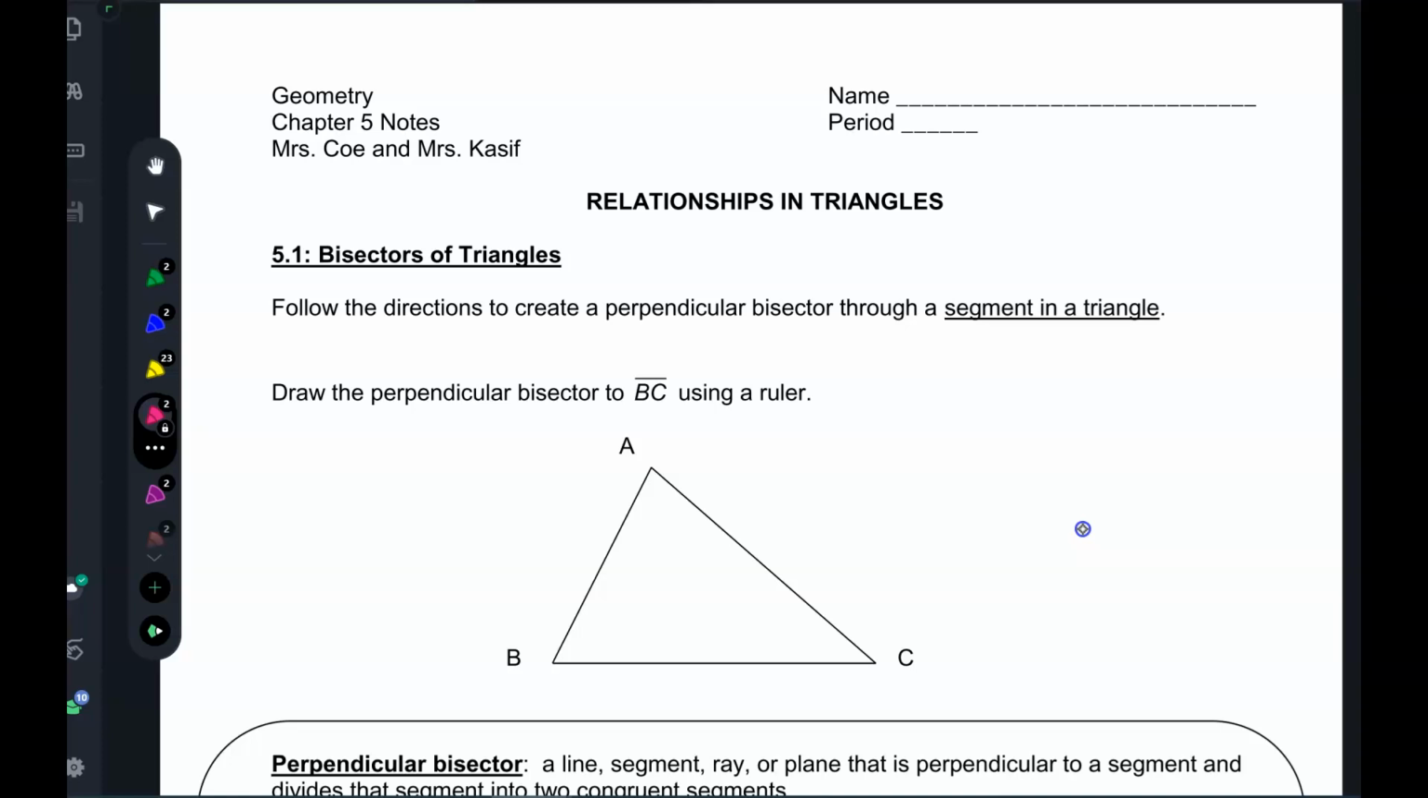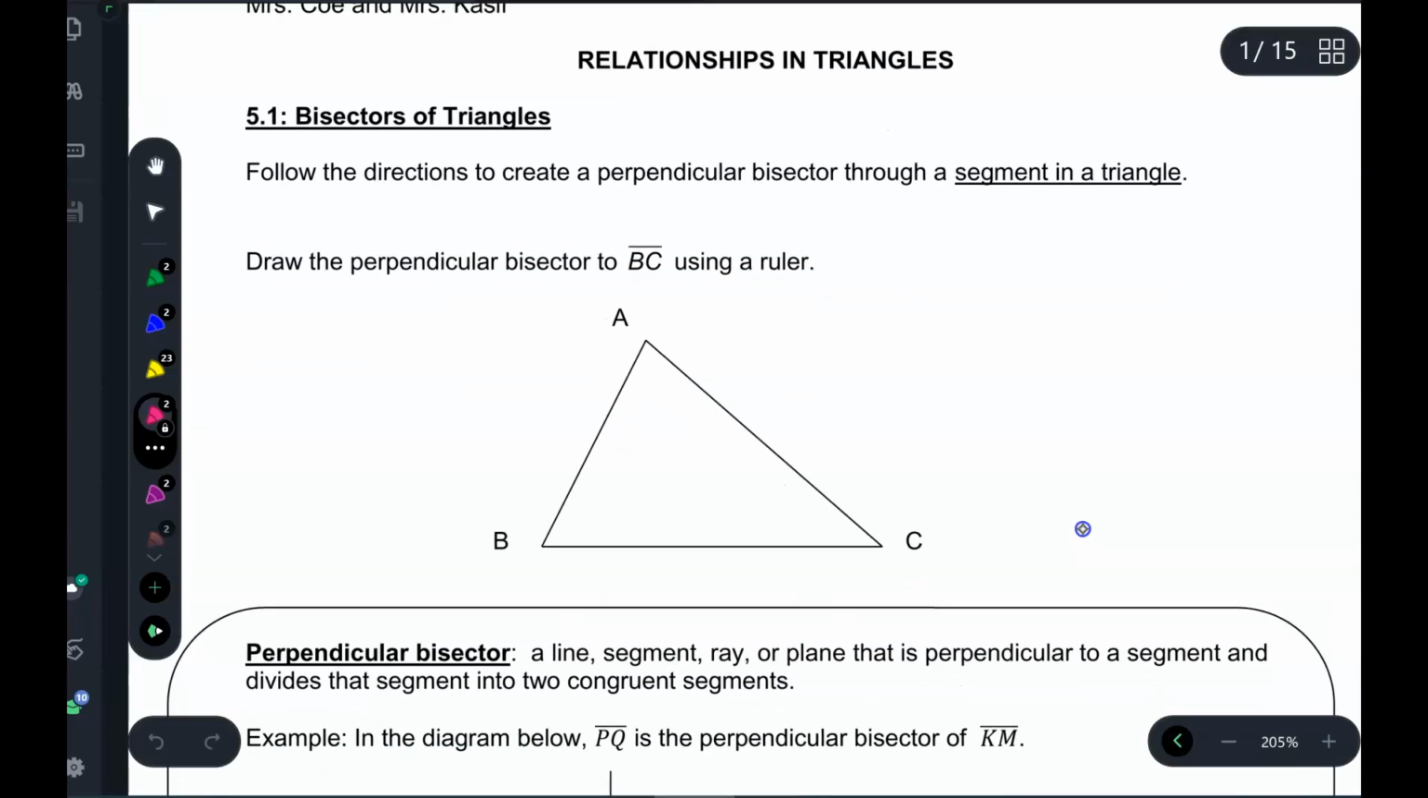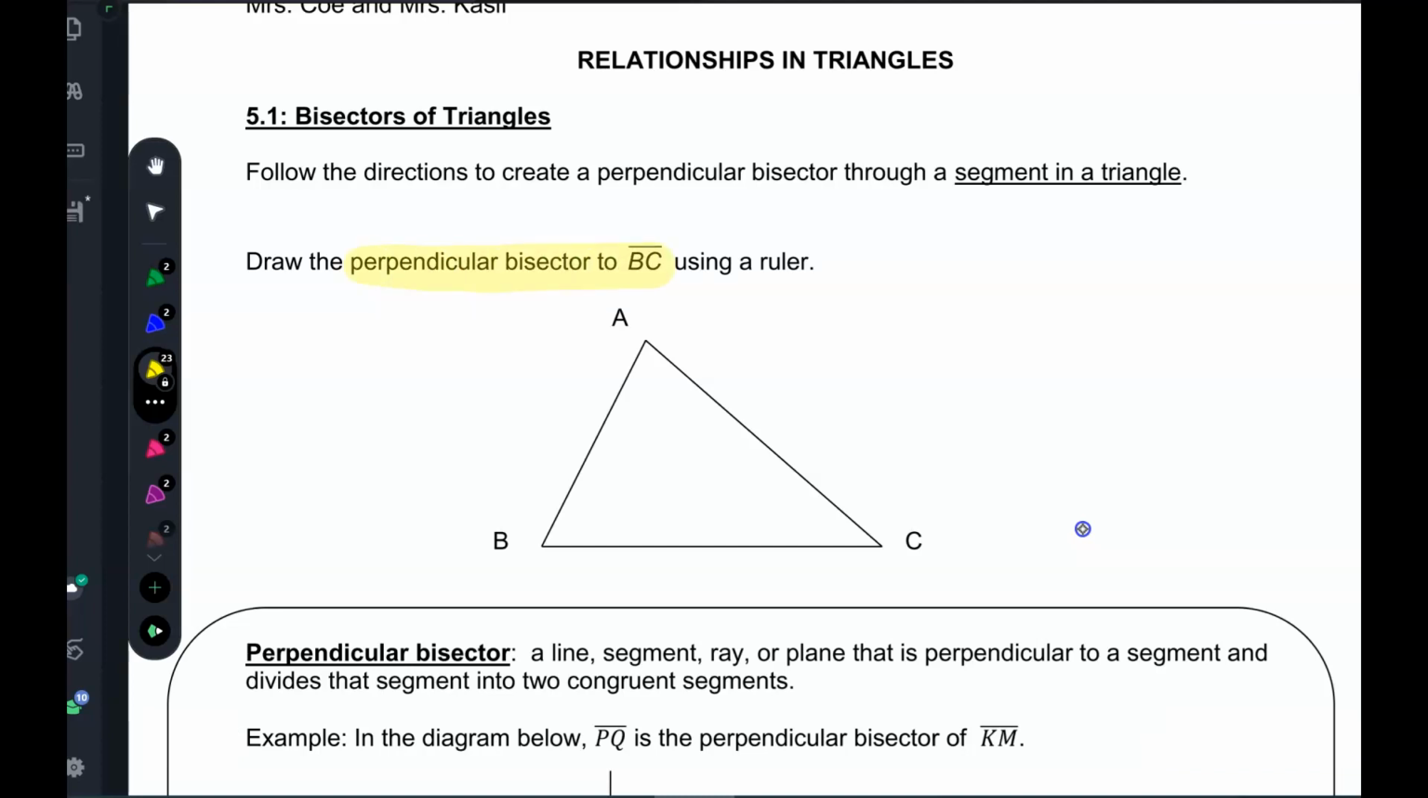Okay, let's talk about segments in triangles. We are going to start out with a perpendicular bisector of BC using a ruler. So you'd go from the top of A down. Okay, we're not going to go from A. What we're going to do is focus in on BC. If it's going to bisect segment BC, you want to try to figure out where the midpoint would be.